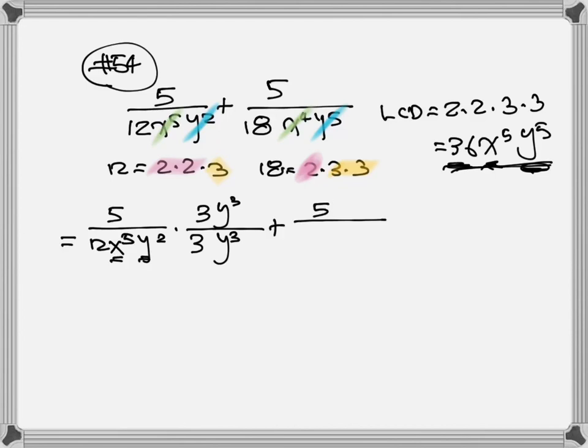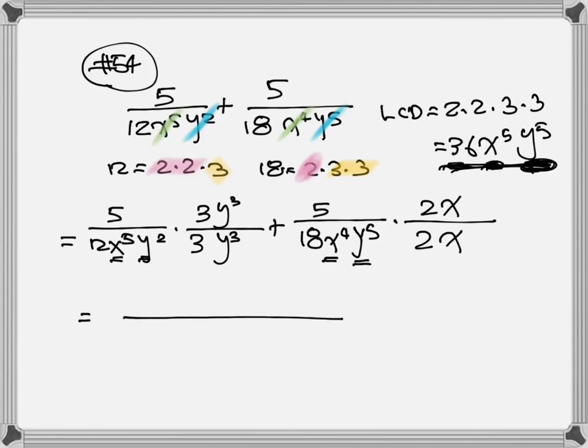Plus, let's bring down my second fraction, 5 over 18 x to the 4th y to the 5th power. Now let's look at the denominator. 18 times what gives me 36? 18 times 2 gives me 36. Now here, my x is to the 4th. I need x to the 5th power, so I'm missing an x. Y to the 5th power, I have y to the 5th power here, so I don't need to multiply any of the y. So all I need is 2x. And to make this easier, since I know my denominator is 36 x to the 5th power y to the 5th power, I just need to write down 1 for the denominator.